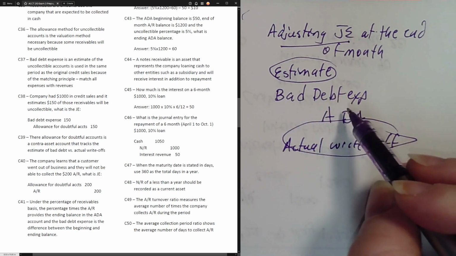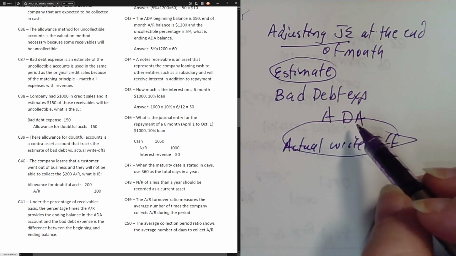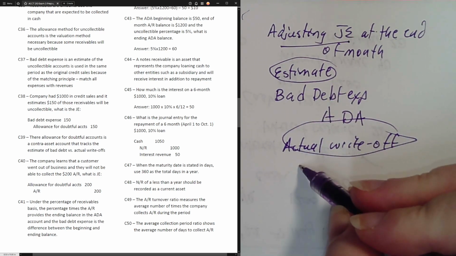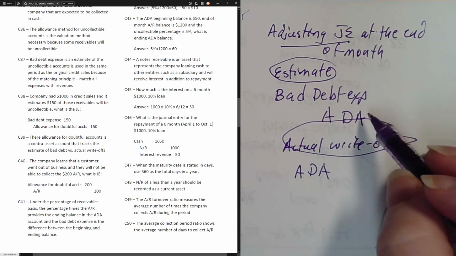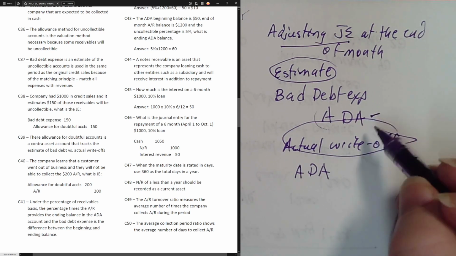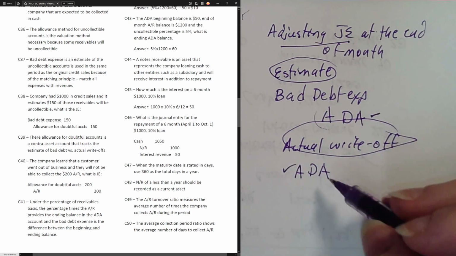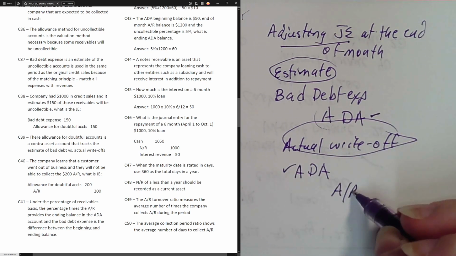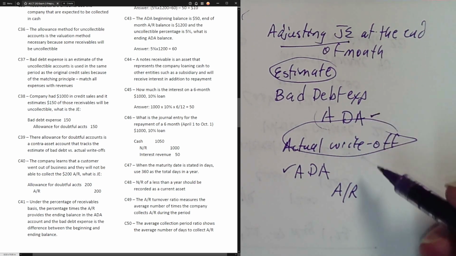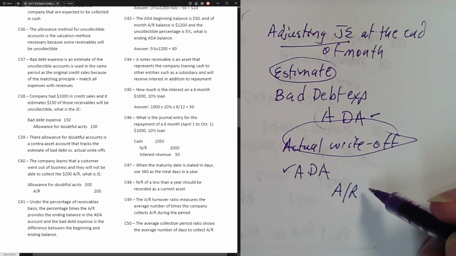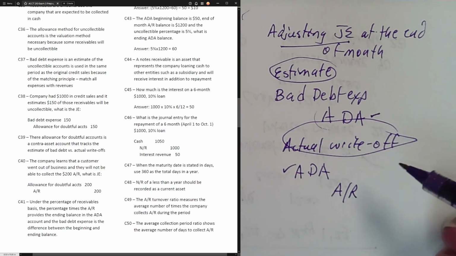So the estimate is always debit bad debt expense, credit ADA. The actual write-off is debit the ADA. You notice that here they are. We create the estimate here, and we write off against it here. Well, what are we writing off? We're writing off the AR. Basically, even though we've estimated the bad debt expense, we haven't written down the AR until we actually know that we can't collect it. So that's sort of the theory behind it.